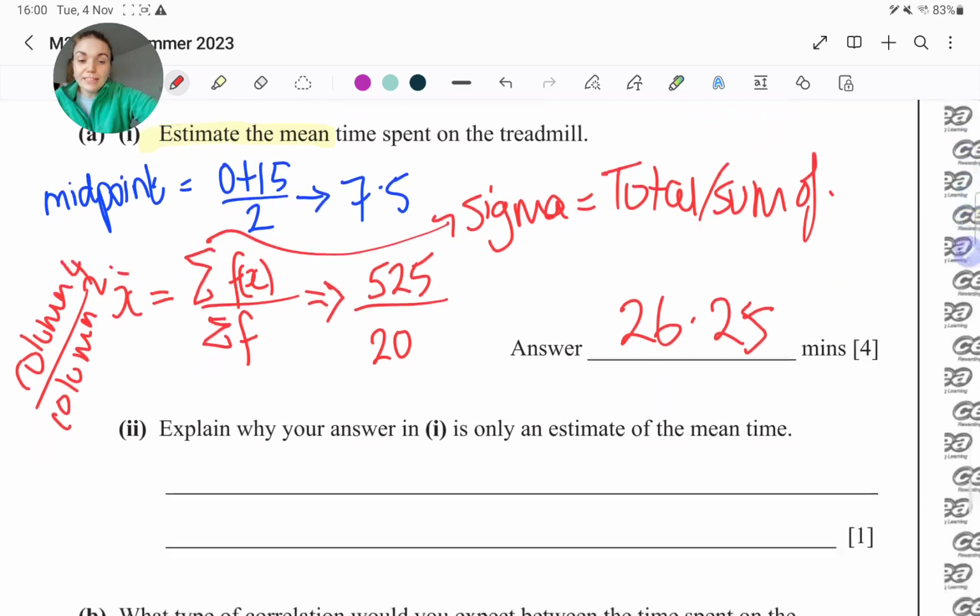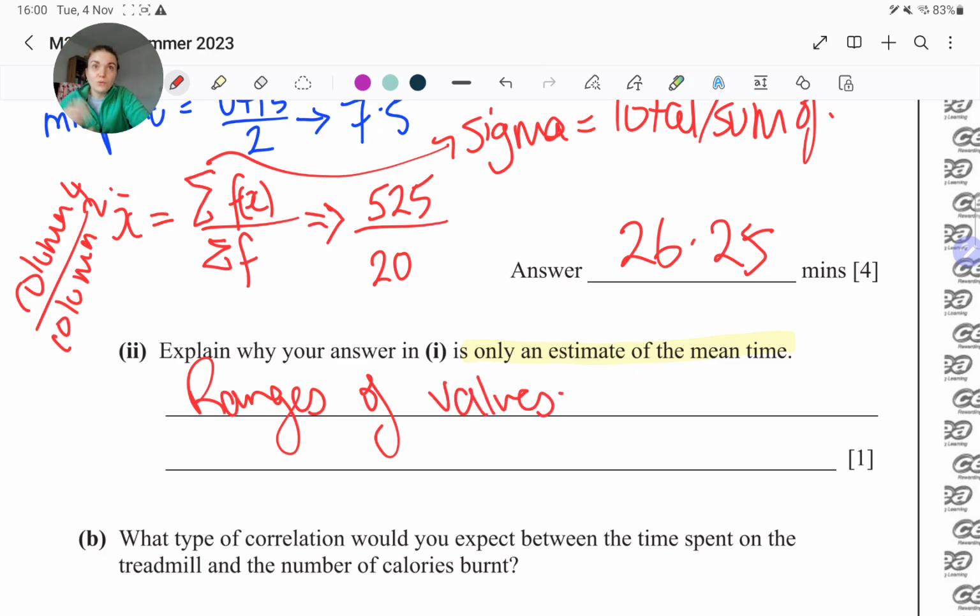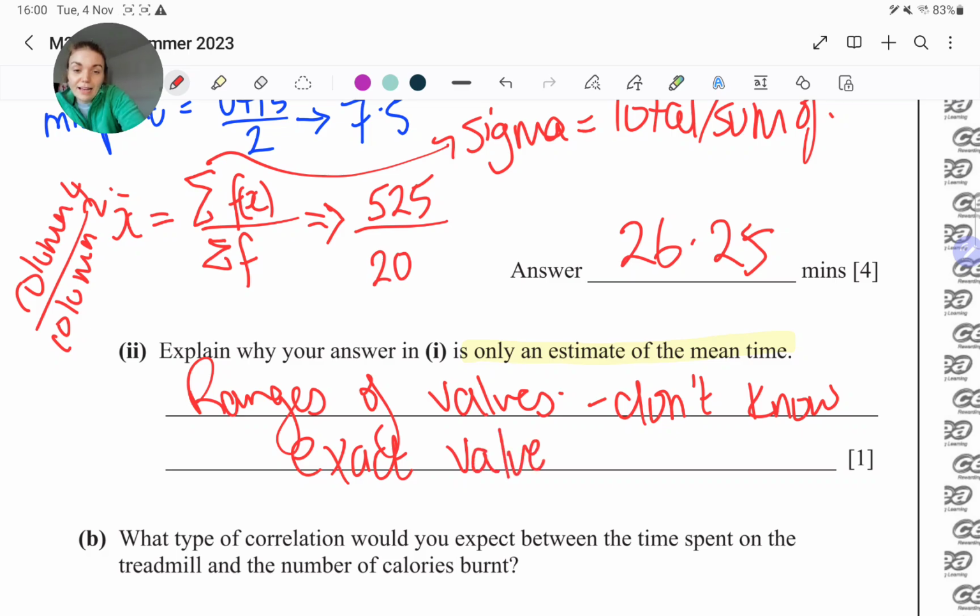Then it says, explain why it's only an estimate. Well, that's what we were just saying previously. It's only an estimate because we're given ranges of values. We're not given exact values. So you could write, don't know exact values. I'll probably do a video at some point on averages, going through mean, mode, median and range from a list of numbers, and then for these frequency tables, because you'll also get asked to find the mode, and you can also get asked to find the median.